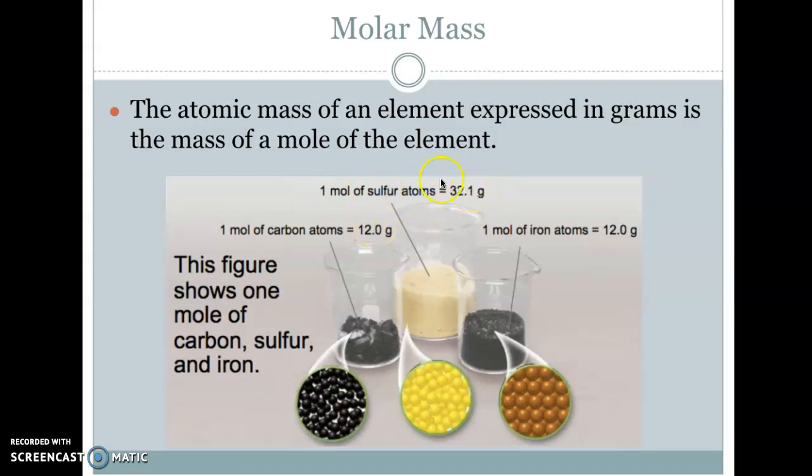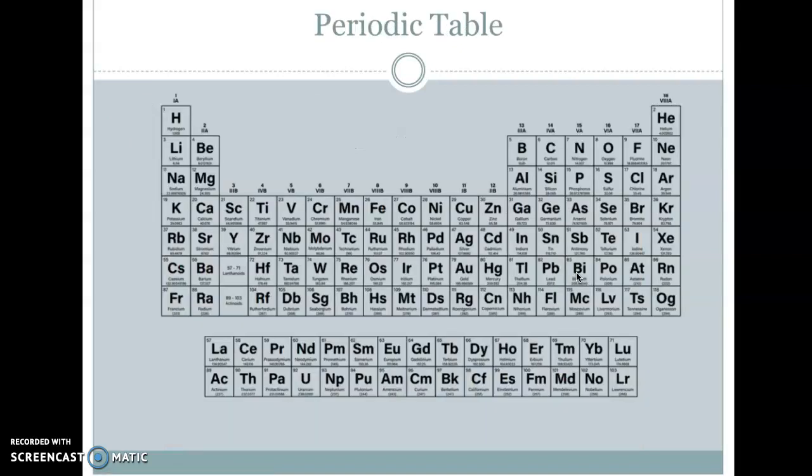These numbers here are the atomic masses from the periodic table. The atomic mass from the periodic table is also the molar mass of a mole of that substance. So 1 mole of sulfur atoms is 32.1 grams. 1 mole of carbon atoms is 12.0 grams. This number here is wrong. For iron, it would be 55.8 grams of iron that would be 1 mole. That's what the molar mass is. It's just the mass of 1 mole of a substance, and we can get those numbers from the periodic table.